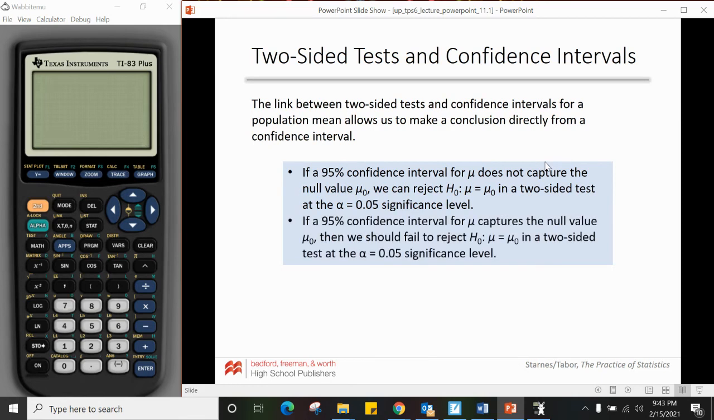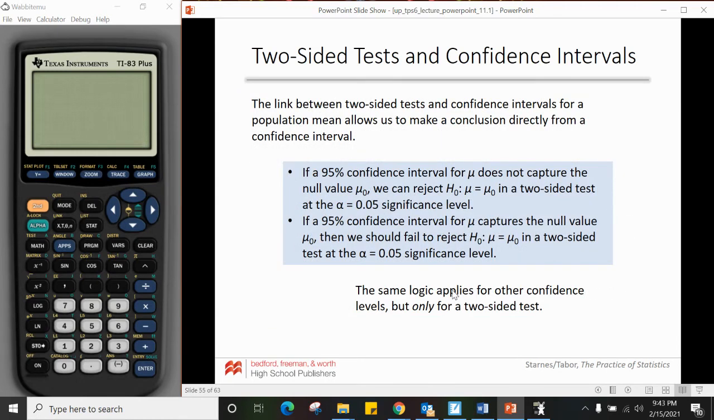On the flip side, if the confidence interval captures the mu naught, then you should fail to reject, because we have some evidence to suggest that the mu naught is equal to whatever the interval is, so it's not far enough away. So there's a little bit of a connection between the two. Obviously, the same logic holds for any confidence level. So if this was a 99% confidence interval, then our alpha would have to be 0.01 and so forth.